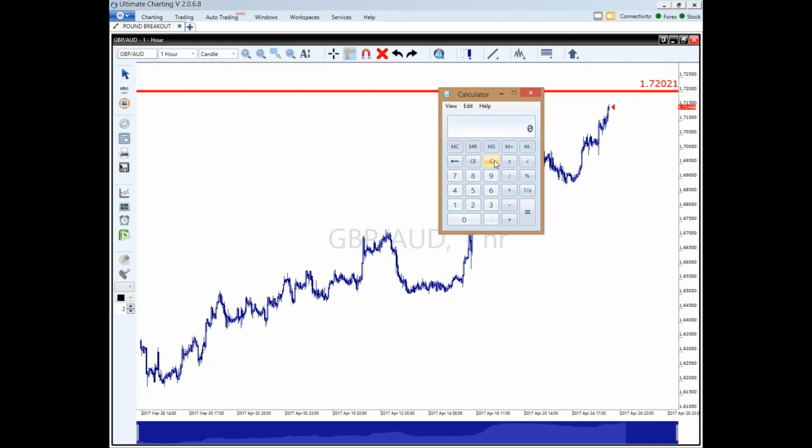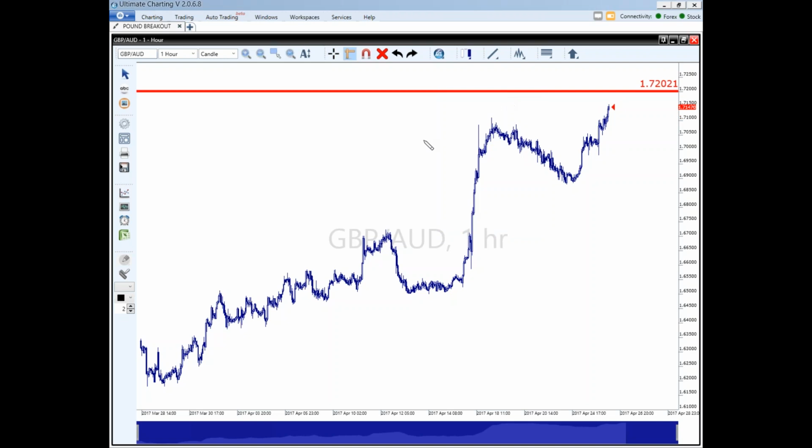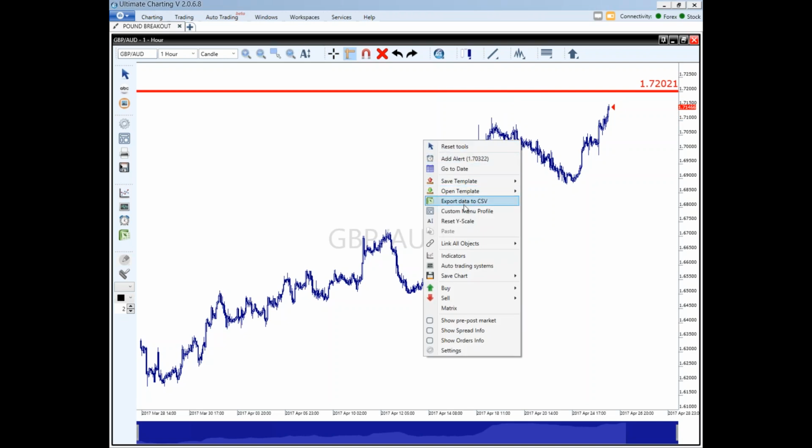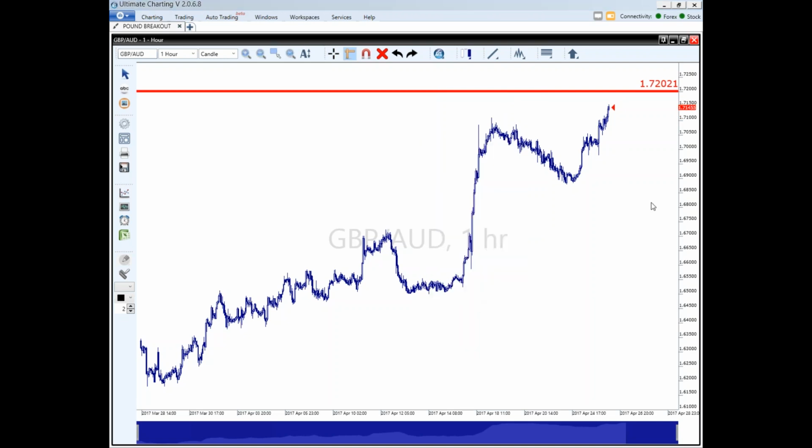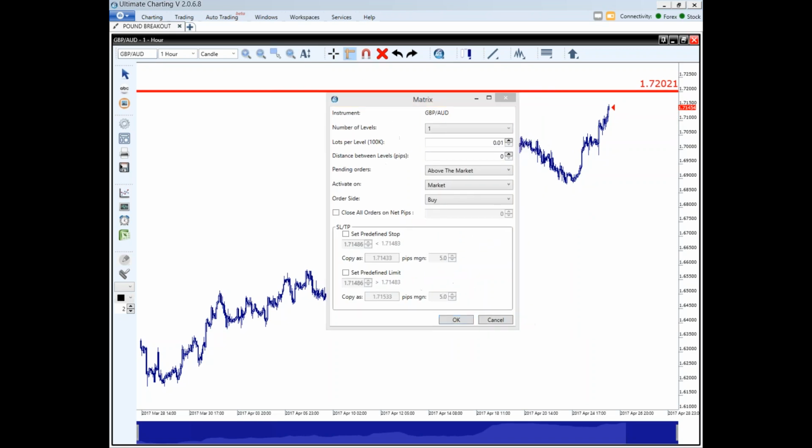So we'll do the formula here. 974 times 3, divide that by 2, divide that by 10, 146 pip levels. So again, our target's to the north. Take the matrix. 146 pips. We'll close out our trades when we make 146 pips.